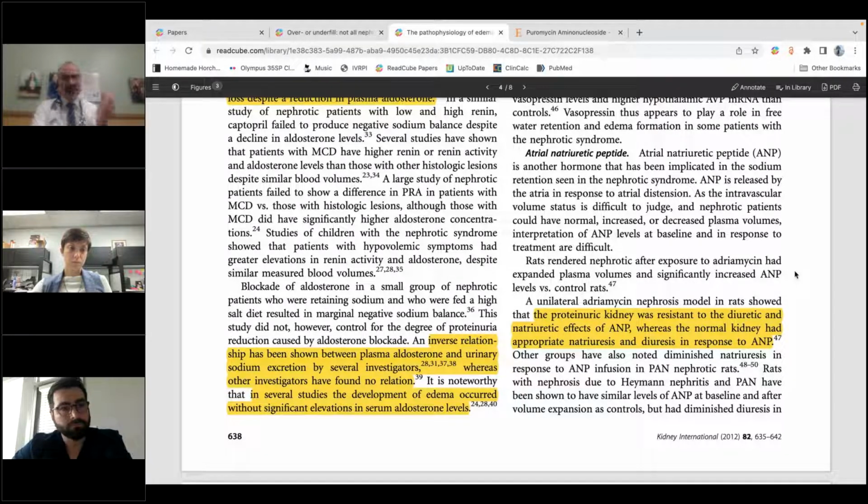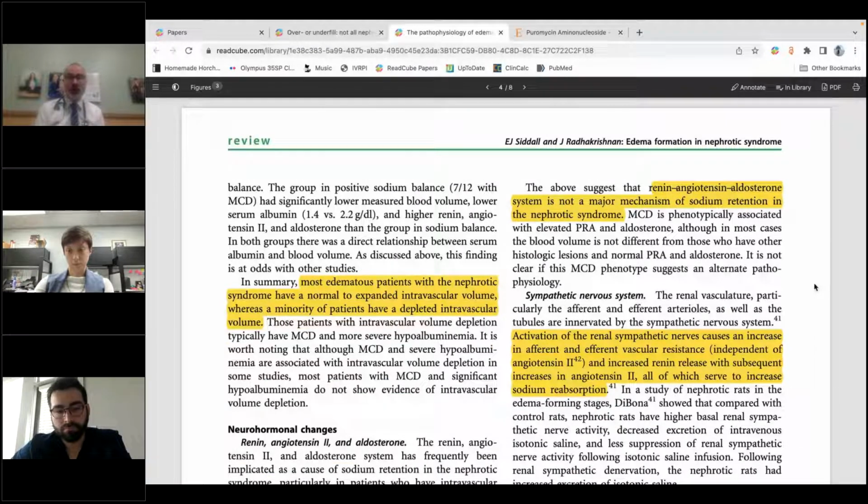So because that's not a consistent feature, it might mean that some patients could have activation of the RAS, blocking it doesn't help their edema, and other patients are going to have edema that's going to be RAS independent. And if there's that much variability, then you're probably not going to have the RAS be a consistent or significant feature of edema in the nephrotic syndrome. And that's what this paper has agreed upon as well.